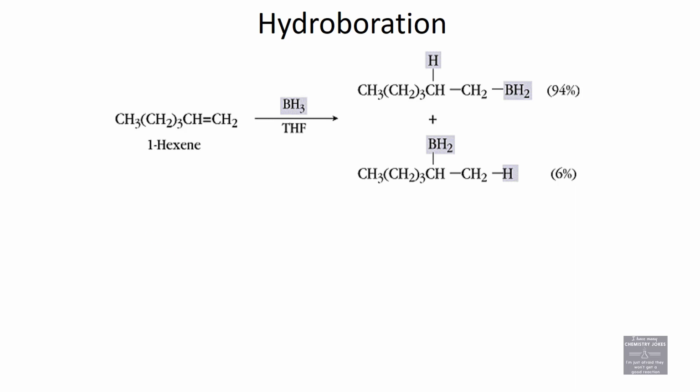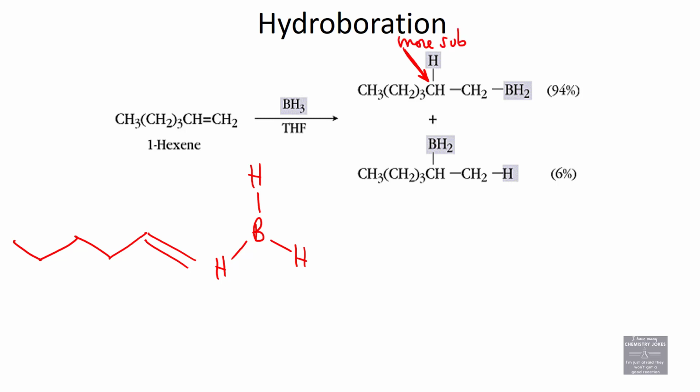So this says when 1-hexene reacts with BH3, we get 94% of the hydrogen added to the more substituted carbon, and the boron added to the less substituted carbon. So at first glance, that looks like an anti-Markovnikov addition. That's what we are going to call this one, an anti-Markovnikov addition. The hydrogen goes to the more substituted side, which is not the way Markovnikov describes stuff.